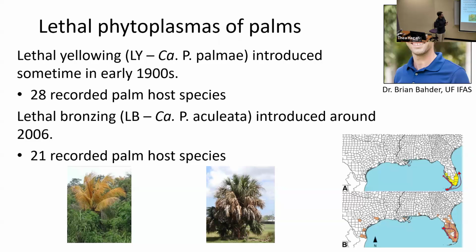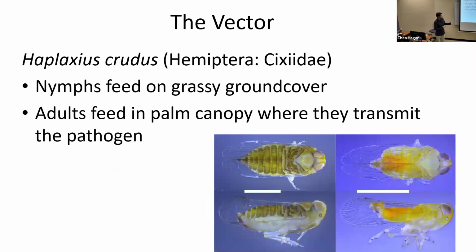In Florida, we have 2 phytoplasmas that affect palms, lethal yellowing and lethal bronzing. Both are vectored by this plant hopper, Haplaxius crudus, which is a little succeeded plant hopper. As a nymph, it feeds in grassy ground cover. As an adult, it feeds in palm canopies. And that's when it vectors the pathogen to palms.